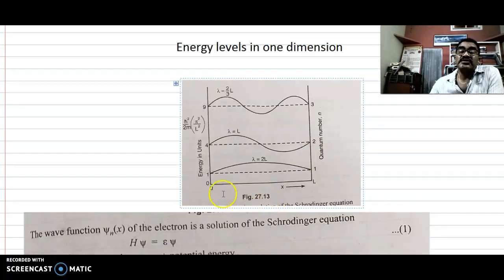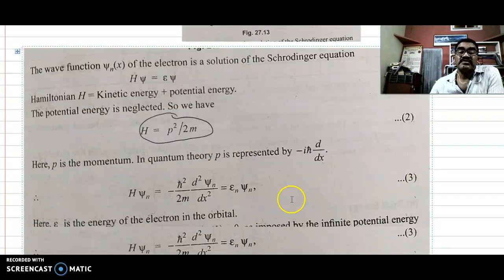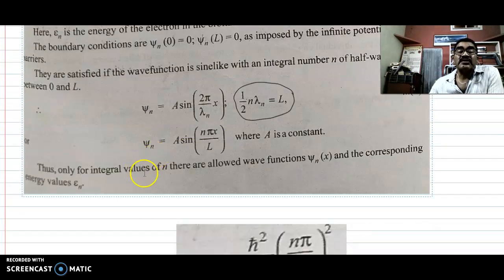So this is a one dimensional box. Our boundary condition is x equal to 0 to x equal to L. The one dimensional box has length L. Applying this boundary condition, we will get a sine like wave function.